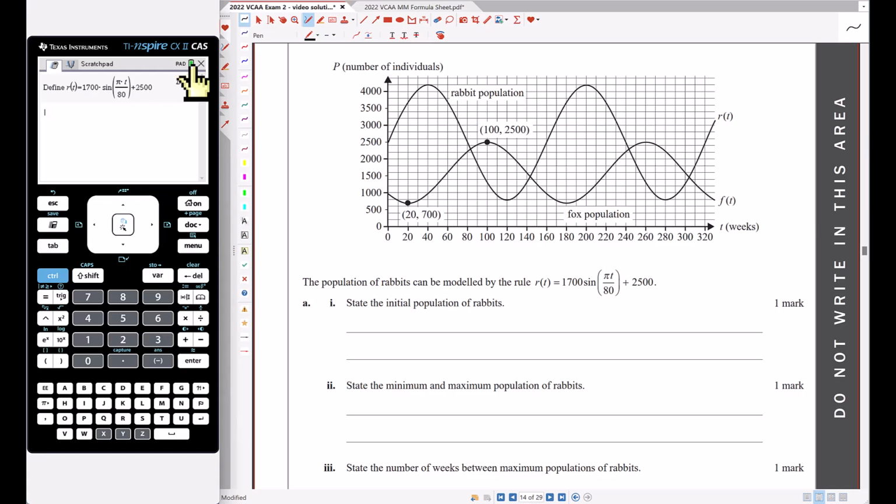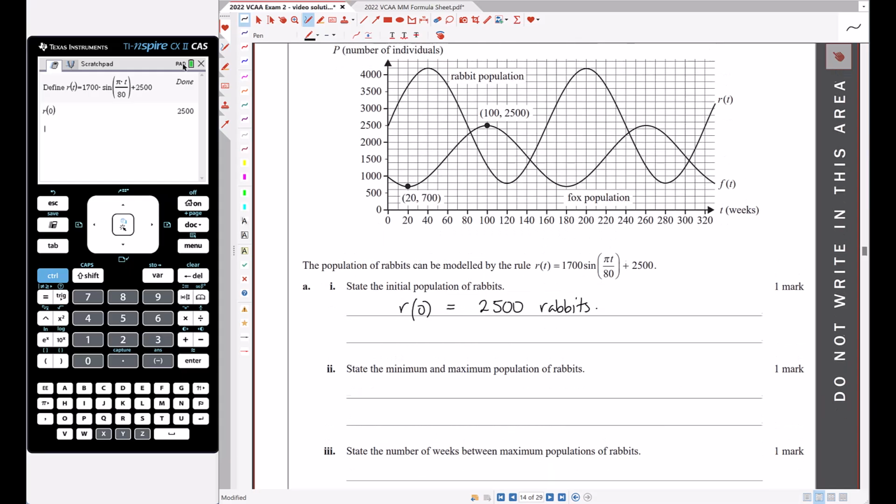Okay, state the initial population of rabbits. So that's going to be r of 0, which should be 2,500. We can see it off the graph. We can work it out from our equation very simply in our heads, and we can confirm it with our CAS. So the initial population of rabbits is 2,500 rabbits.